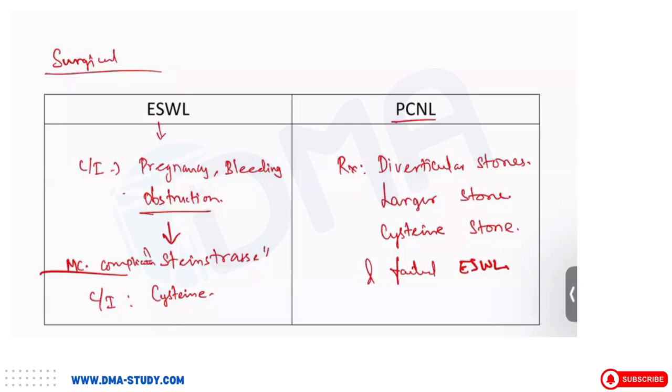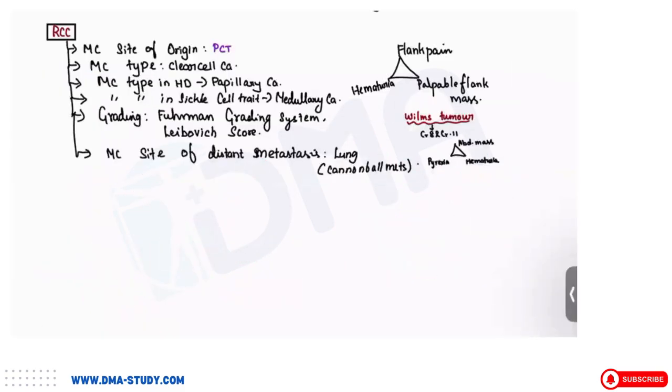PCNL is indicated for four conditions. What are they? Stone in diverticulum, larger stone greater than 2 centimeter, cysteine stone, and failed ESWL stones. Okay, this is all about the renal stones.